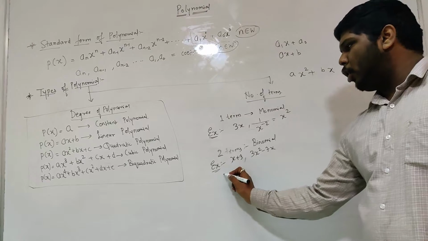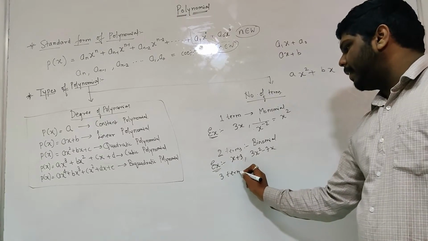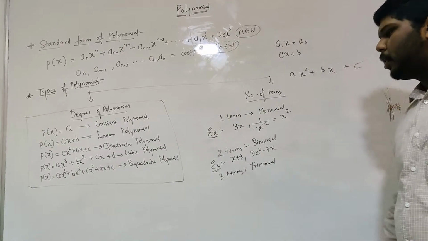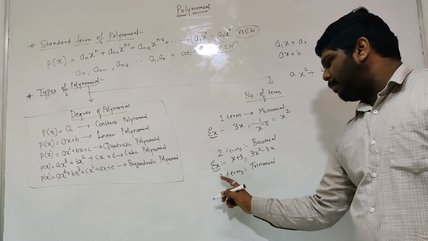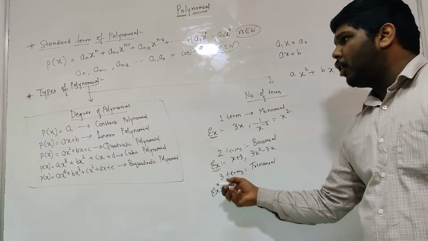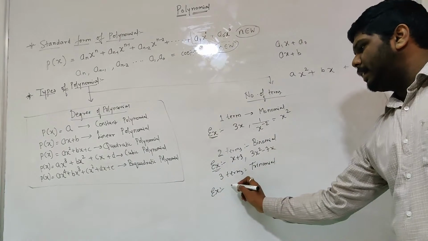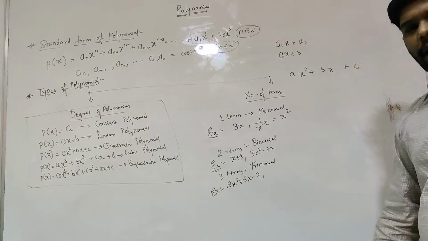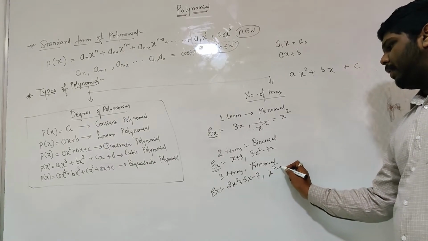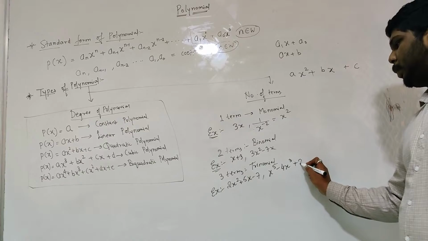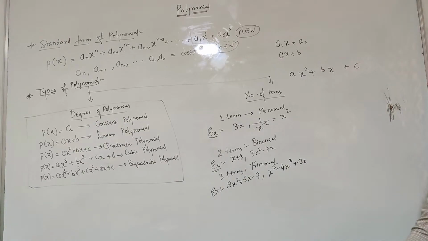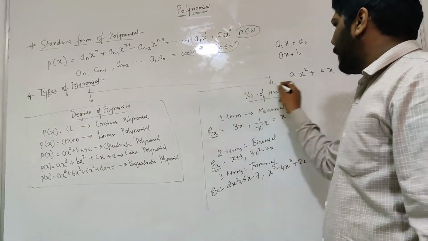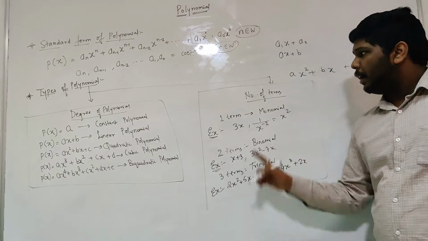Similarly, when I talk about three terms, it is called a trinomial. For examples of trinomial, I can pick 2x square plus 5x minus 7, correct? Or suppose x raised to 5 minus 4x raised to 3 plus 2x. So whenever there are three different terms, you will say it is an example of trinomial. So this is a classification that is based on number of terms.